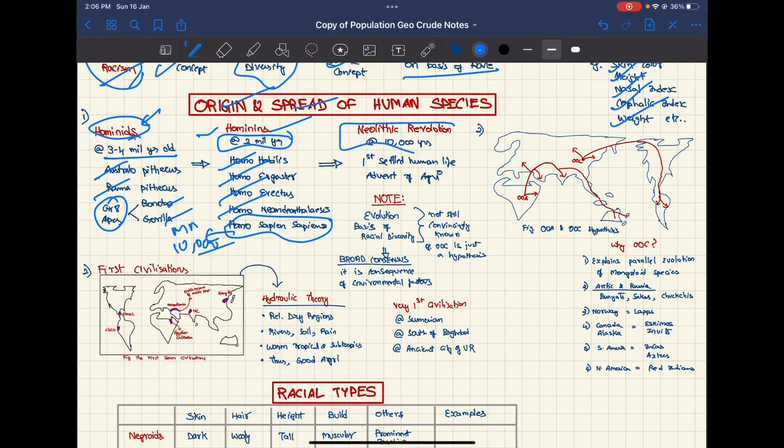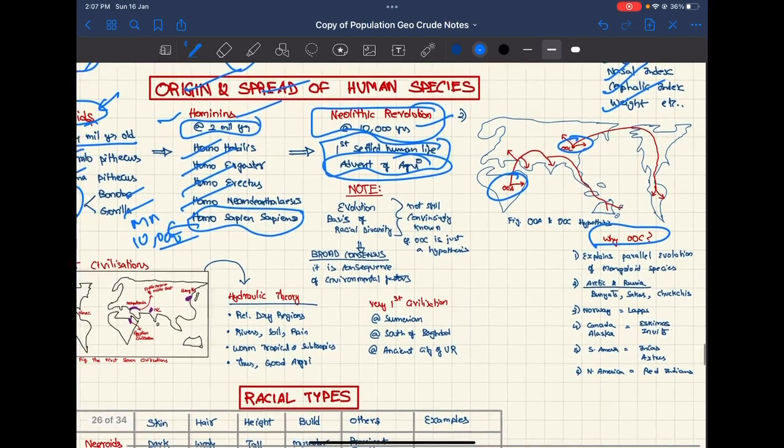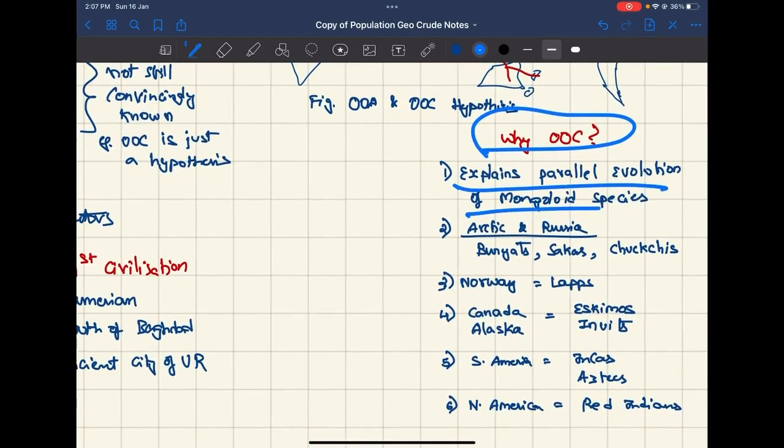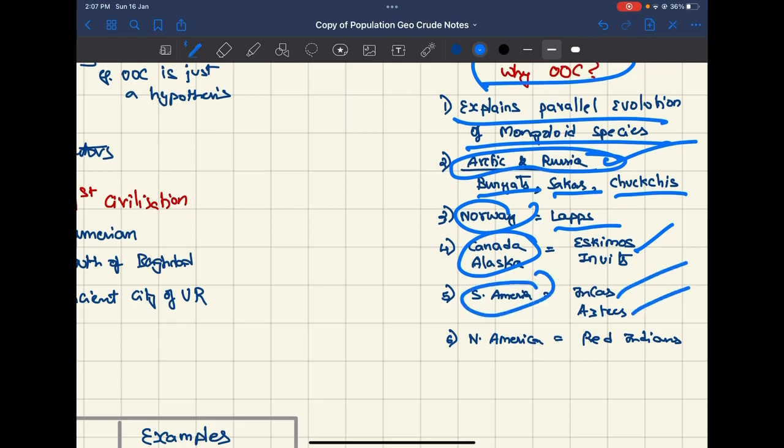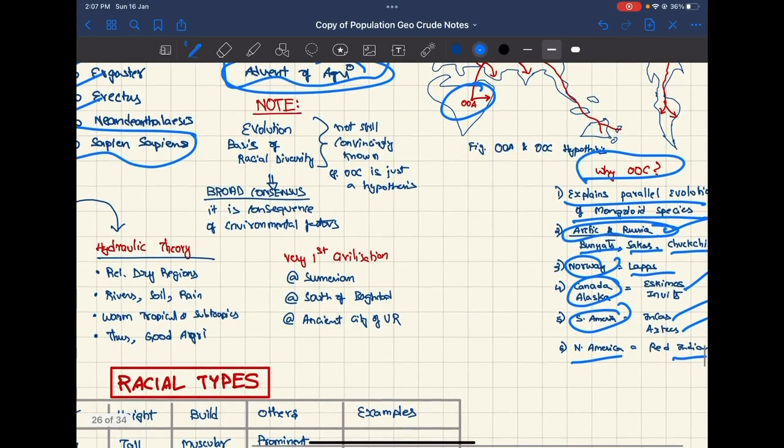So the Neolithic revolution happened 10,000 years ago: first settled human life and advent of agriculture. So we have the out of Africa hypothesis and the out of China hypothesis. So why is the out of China hypothesis important? This explains the parallel evolution of Mongoloid species, and explains Arctic and Russian human stock like Buryats, Sakas, and Chukchi. Norway has Lapps, Canada and Alaska have Eskimos, South America has Incas and Aztecs, North America has Red Indians. It explains all. But we must note that all these theories are still not convincingly known.